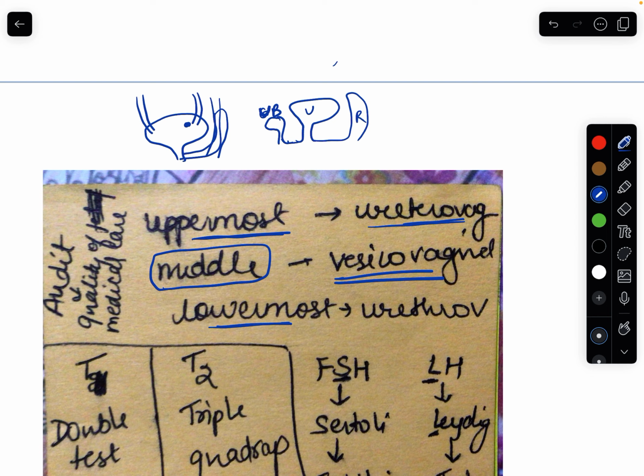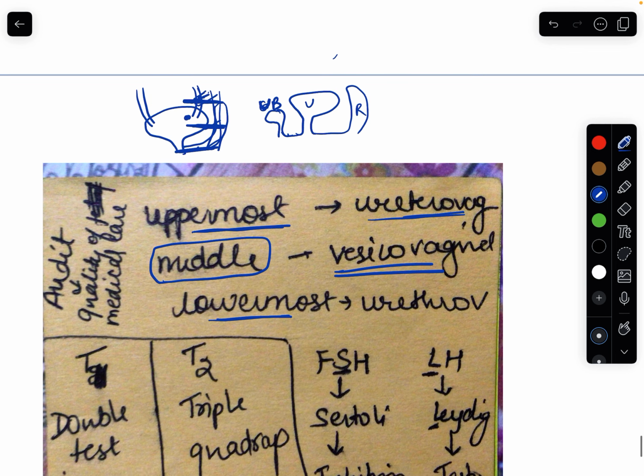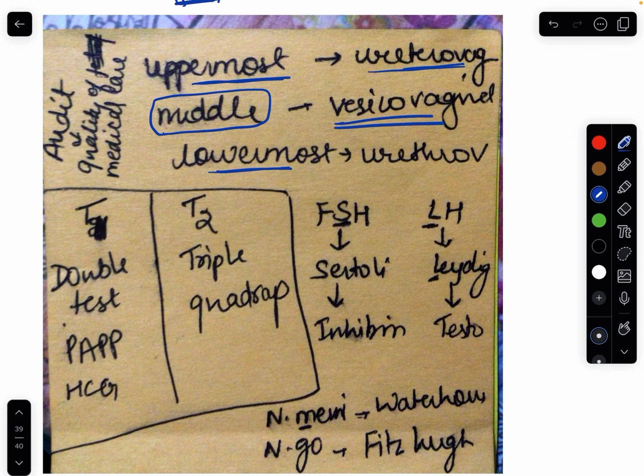then it is urethrovaginal fistula. Okay. So urethrovaginal fistula, in the urinary bladder vesicovaginal fistula, while in the ureter it is ureterovaginal fistula. So when the fistula develops here or here or here, then it is the uppermost, middle, and lowermost part: ureterovaginal, vesicovaginal, and urethrovaginal.